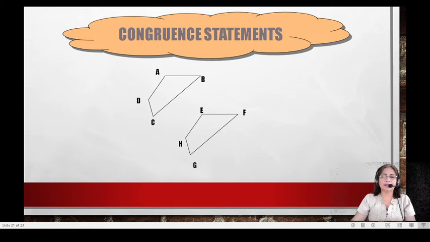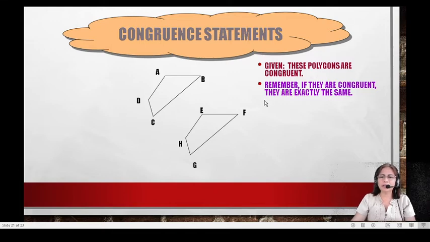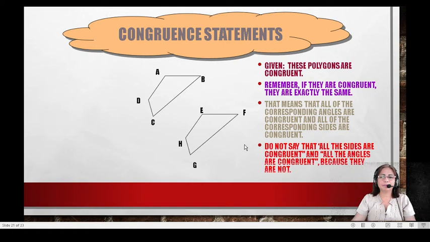Let's look at this polygon. How many sides? 1, 2, 3, 4. So this is a quadrilateral. Given these polygons are congruent, remember, if they are congruent, they're exactly the same. That means all the corresponding angles are congruent and all the corresponding sides are congruent. Do not say that all the sides are congruent and all the angles are congruent, because they are not. Not all the sides are congruent, but the corresponding sides between the two polygons and the corresponding angles between the two polygons are congruent.